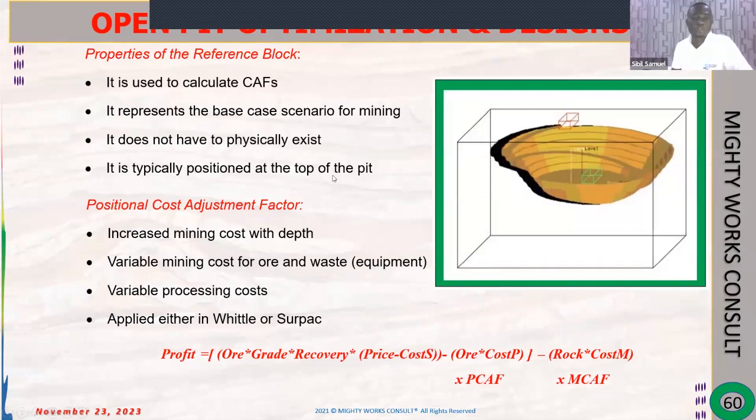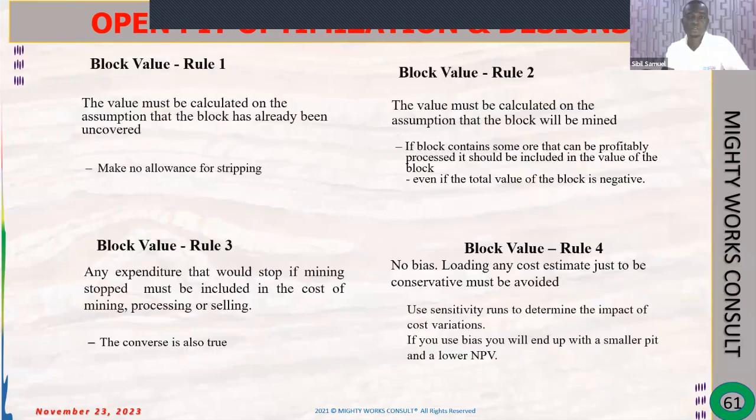We can also do something about the MCAF, the mining cost adjustment factors, which are also important, and it has to do with the reference mining block. We use it to calculate the cost adjustment factors, and some people call it the base case mining. In fact, it does not physically exist, but it's very important, because without it, it's very difficult to adjust your cost down the levels.